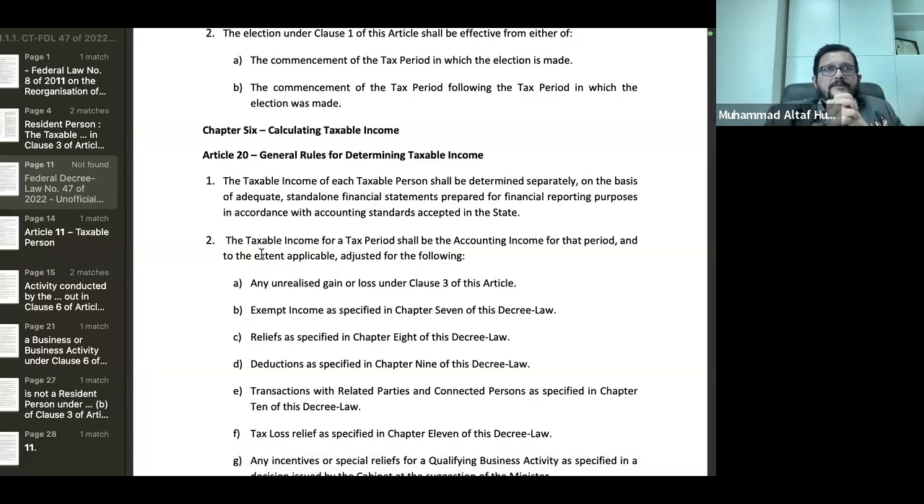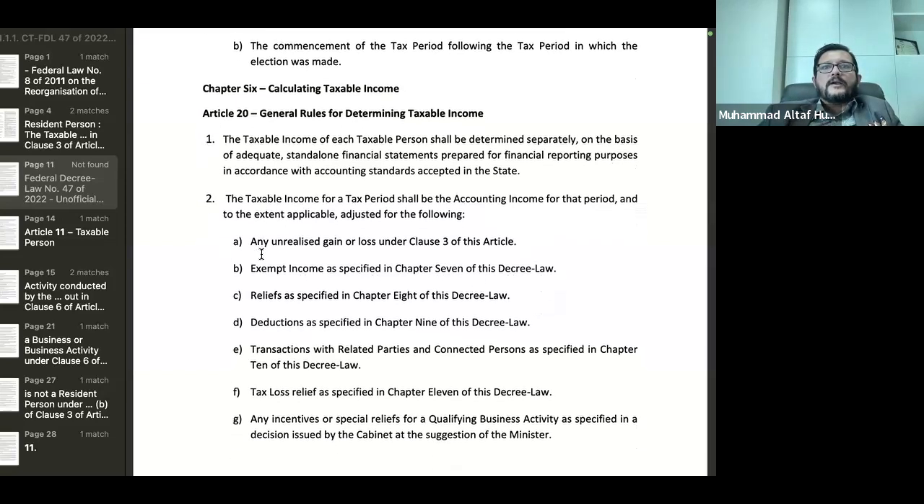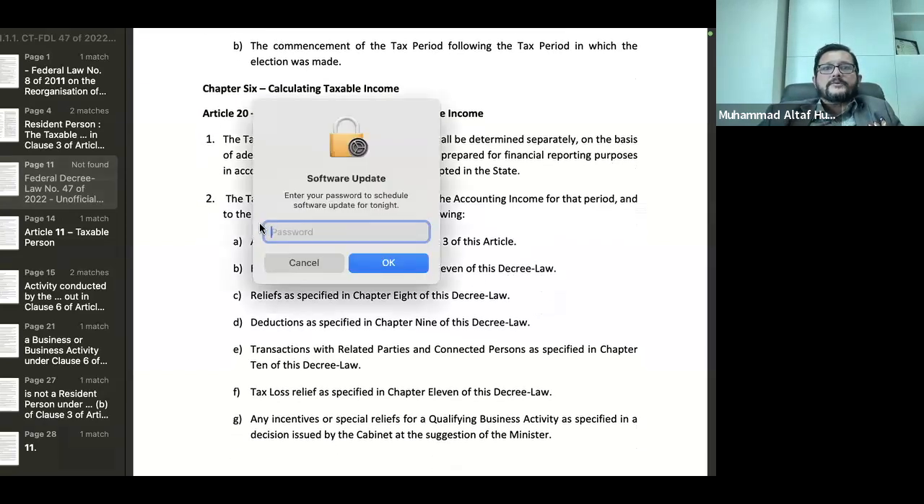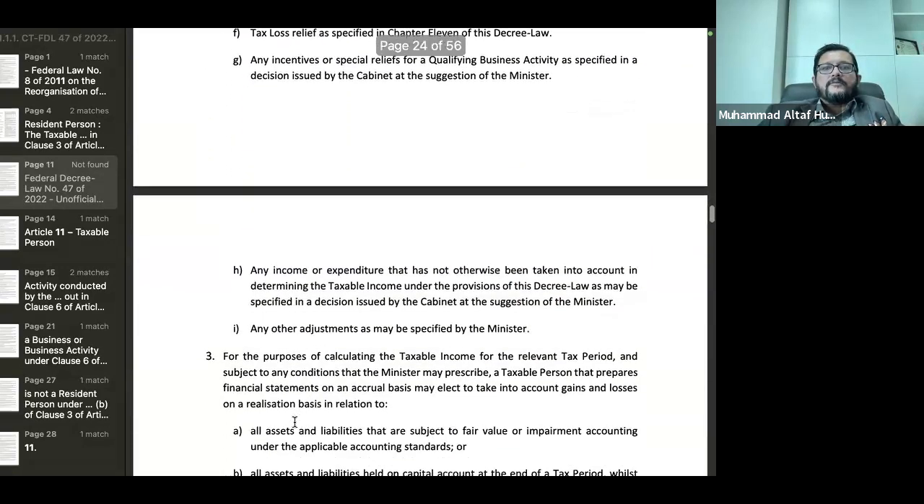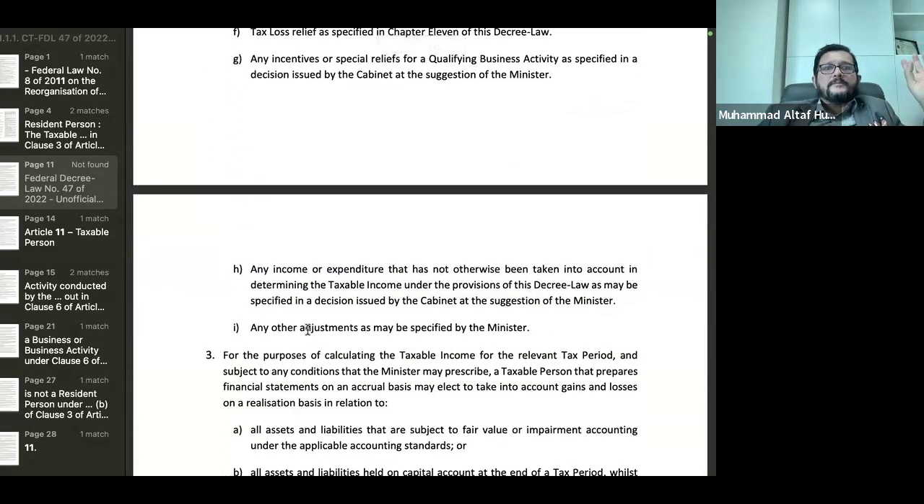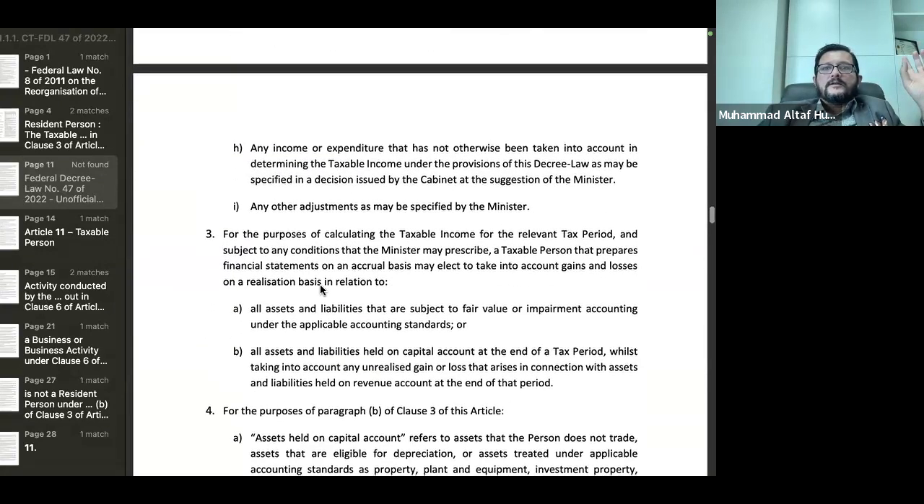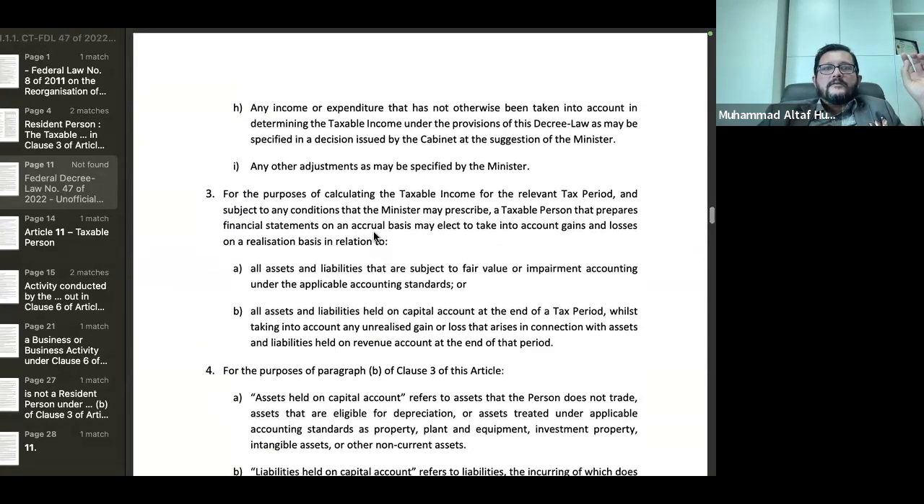Okay, so now we have come to taxable income. Now we are going to the account level. So what is this? We have Article 20, which gives us the general rules. Components are mentioned here: unrealized gains, exempt income, reliefs, deductions, transactions. All of these, when we put them in one place, give you, as a bottom line, the taxable income. That's the makeup of the taxable income. So that's only the general rules.